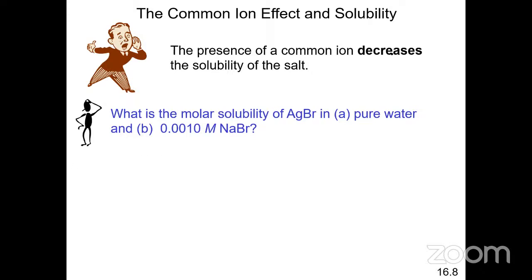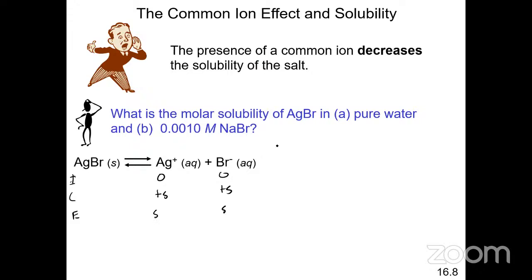0.0010 M solution of sodium bromide, right? So this is the equilibrium for silver bromide. I'm going to start off with pure water, right? So I'm going to start off with an ICE table, right? Initially, you'd have no silver ions and no bromide ions. And let's say the solubility is S, so that means that the change in concentration of silver ions would be plus S, and the same is true here. And therefore, the concentration of silver ions would be S and S right here.